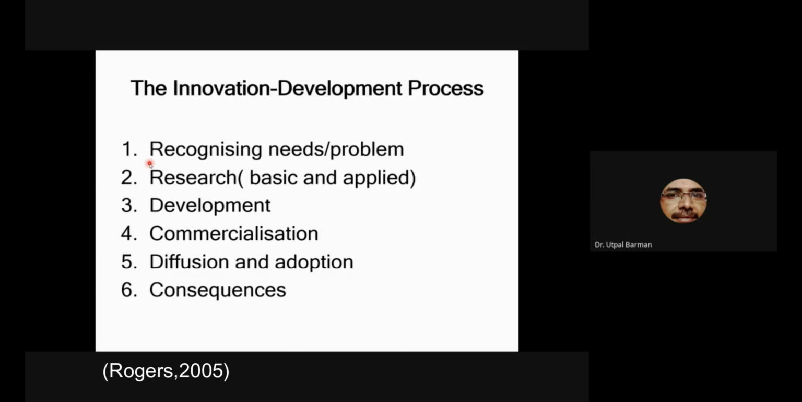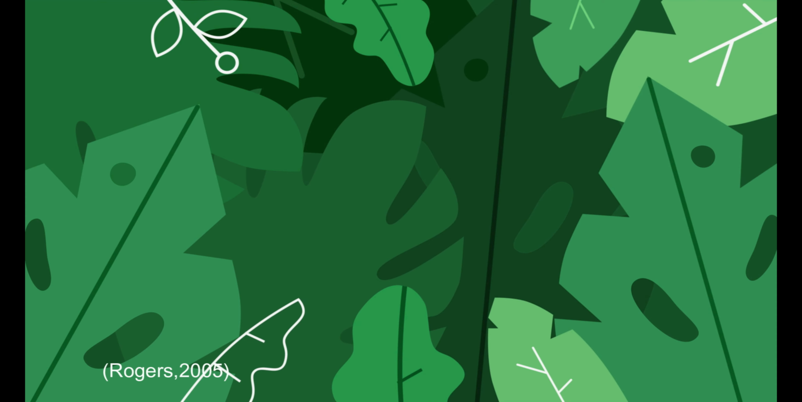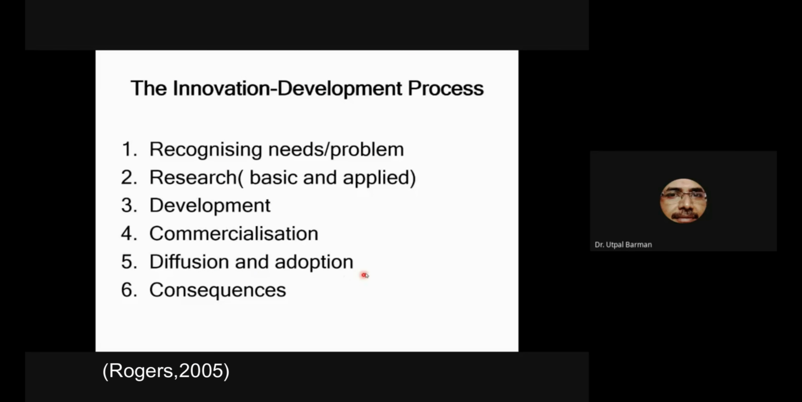One is needs or problem, then research, development, commercialization, diffusion and adoption, and consequences. You see, diffusion and adoption is the 5th stage. Before that, there are 4 stages through which an innovation is developed and comes to the farmer's field.